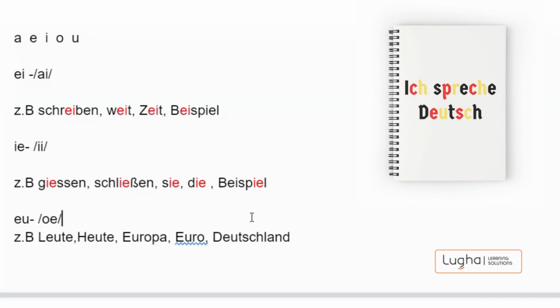Okay, and then the final vowel combination that we have is EU, which results in sound OI. EU results in sound OI, and so we pronounce it as Leute, heute, Europa, Euro, Deutschland. Okay? Very good. Now, once you have this vowel combination, you're on your way to really being able to read out and pronounce and speak German in a manner that is correct, in a manner that is understandable, in a manner that you are not miscommunicating.